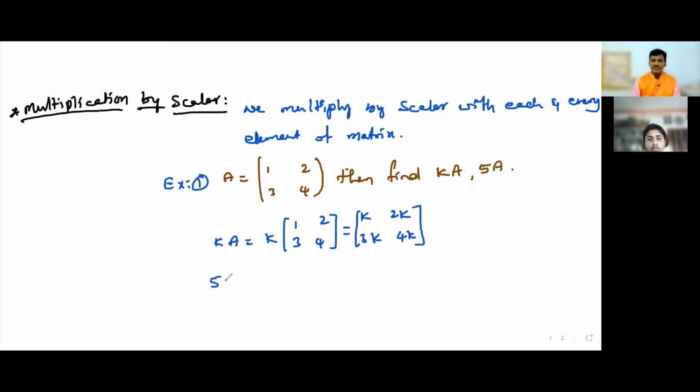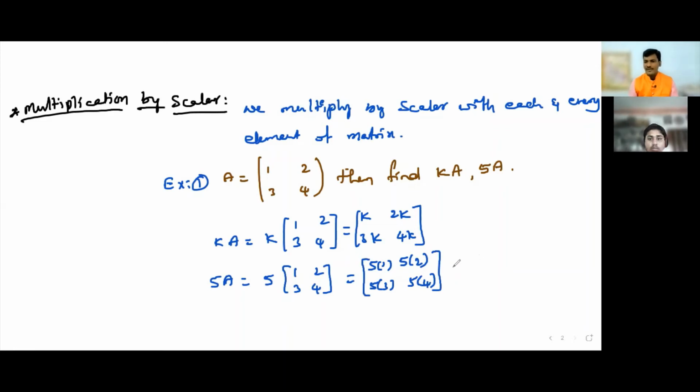And if I want 5A, so 5 into A matrix, that is 1, 2, 3, 4. 5 into 1, 5 into 2, 5 into 3, 5 into 4. So 5 ones are 5, 5 twos are 10, 5 threes are 15, 5 fours are 20. Okay, so this is the multiplication by scalar concept.